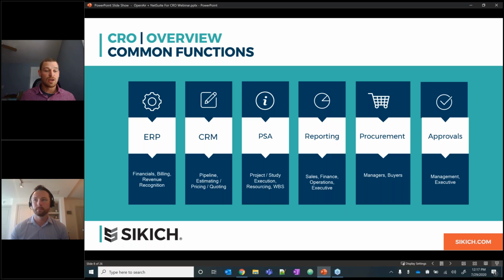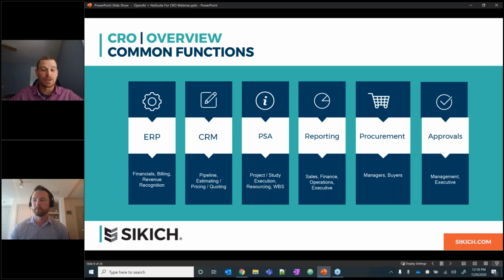We're going to talk a bit about CRM, and CRM stands for Customer Relationship Management. And there we'll go over terms like what is our pipeline, how do we manage our forecasting, estimating pricing and quoting. So how are we communicating those types of quotes and pricing to our clients and customers? The PSA is really solved within our OpenAir solution, and there we'll talk about what is a project, what is a study, how are we executing, how are we assigning resources, and how are we breaking down that project into manageable tasks.